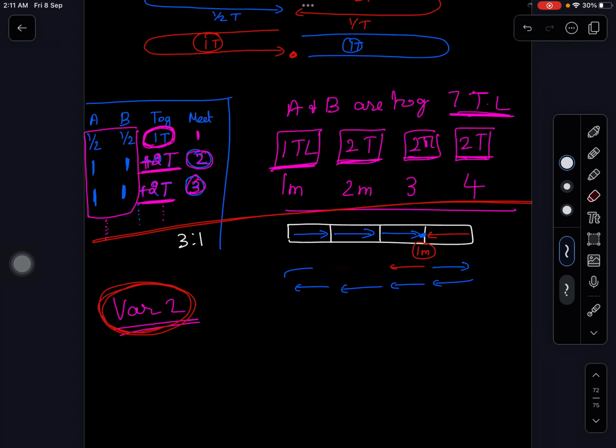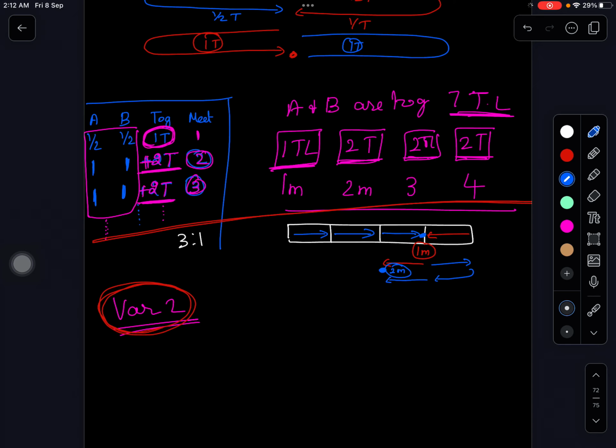Let's quickly rewind and see what is happening after their first meeting. After the first meeting, let's make this red guy travel 1 unit, and let's see what happens if B is the red guy traveling 1 unit. Now let's see what happens if the blue guy travels 3 units: 1 unit, 2 units, 3 units. Can you see that these two people are actually meeting here? This is where the second meeting is happening, even before what we expected.